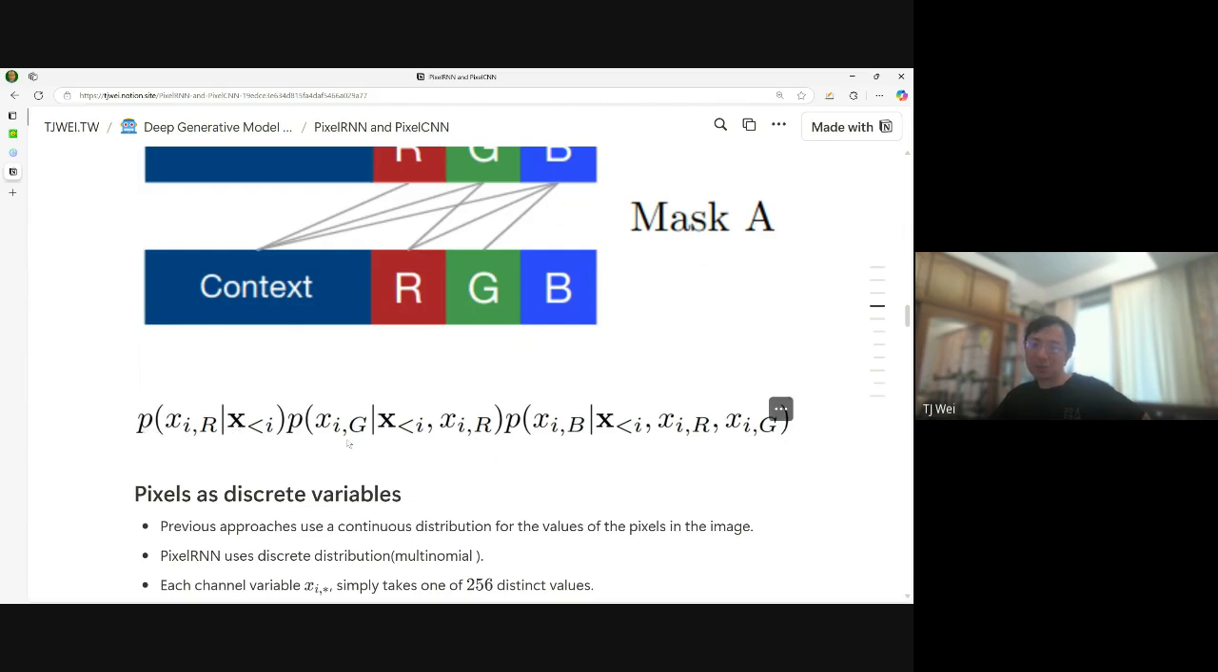Okay, but as you can see here, you can express these things explicitly using conditional probability. The R channel is generated considering only the previous pixels as context. The green uses all previous pixels and the R channel of the same pixel. And for the blue, you can use all the previous pixels and both the R and G channels.